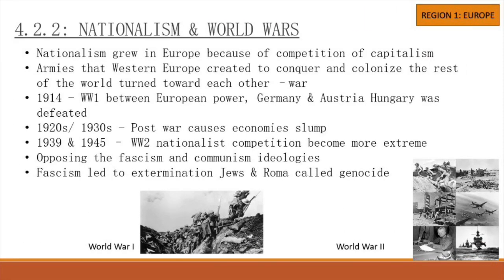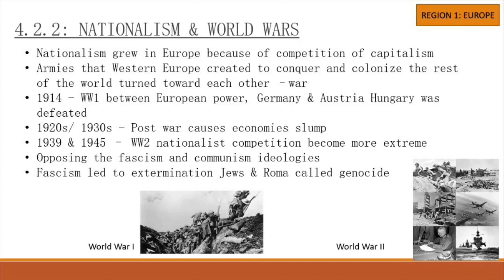Okay, let's proceed to the next chapter, which is nationalism and world wars. As you can see, there are many movies that use the time frame of the world wars. For example, The Monuments Men, Casablanca, Patton, Pearl Harbor, and many more. So it is very interesting to learn about the world wars that happened in Europe.